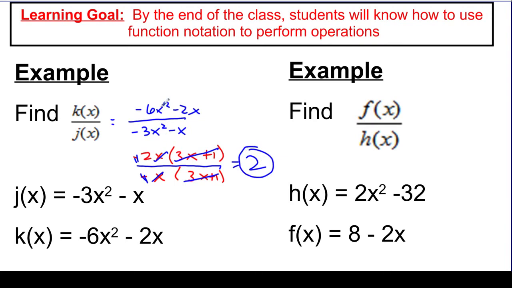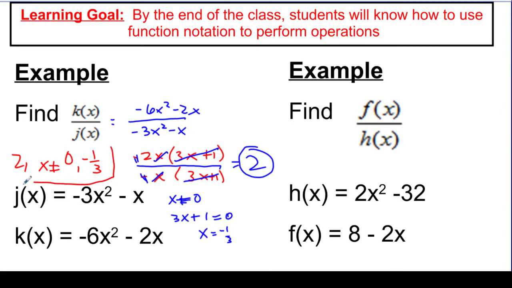Let's do domain restrictions real quick. My original factored function had x that cannot be equal to 0. And 3x plus 1 cannot be equal to 0 as well, which is going to give me x is equal to negative 1/3. So my final answer, all said and done, k of x over j of x is going to be 2, but x cannot be equal to 0 or negative 1/3. Final answer. One more problem and then we are done.